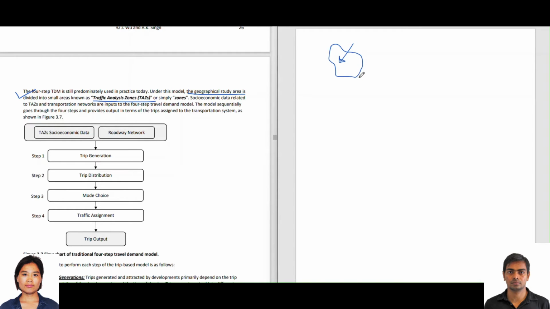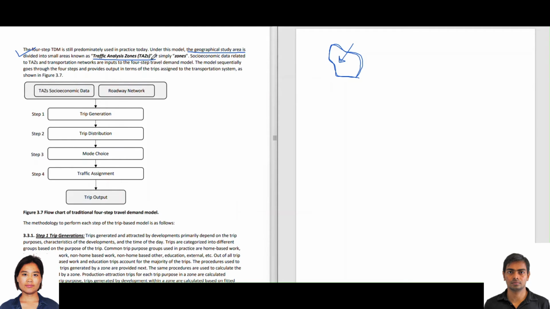We will look at how the boundaries of TAZs are defined in section 3.4 and 3.5. So TAZs are small regions or land areas for which usually there are smaller developments inside and does not have a major road going through it. So we will see how the boundaries of TAZs are defined in future videos. But an important word to remember is TAZs are simply called zones. So in this book we will refer to TAZs as zones.